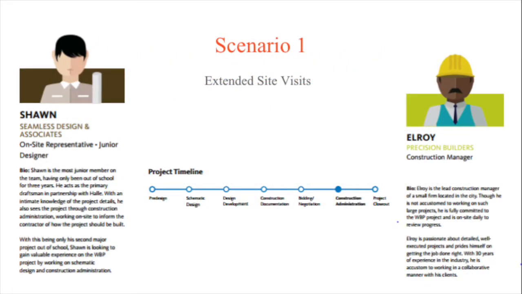In our first scenario, Seamless Design and Associates assigns Sean, a junior architect, the task of working in the field with Precision Builders and their construction manager, Elroy. Seamless Design feels that sending Sean, who has only one other project and 3 years of experience out of college, will streamline the construction process, reducing wait times and costs in the event of an issue.